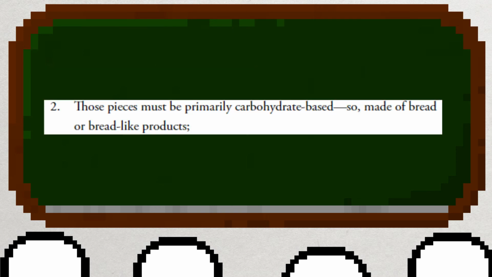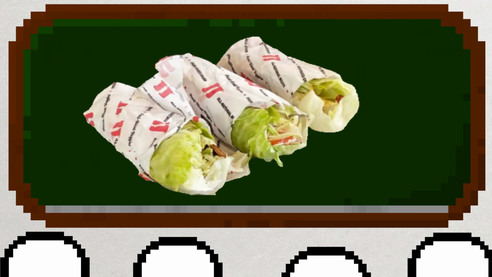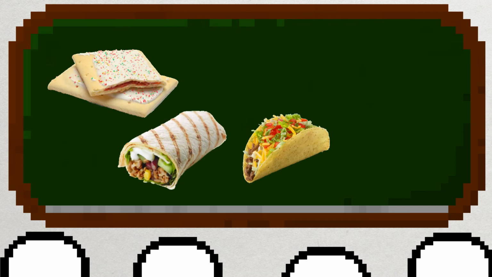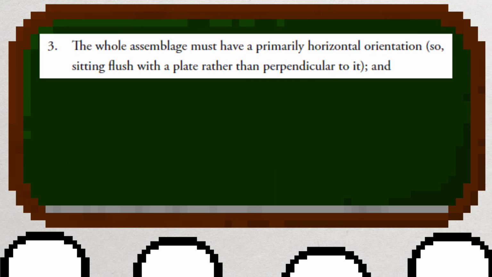Point 2 states that these pieces must be primarily carbohydrate-based, so made of bread or bread-like products. This is a more reasonable point, however it does forget about the unwiches. This does, however, support many of the sandwiches we previously discussed, such as the taco, the burrito, Pop-Tart, ice cream sandwiches, and sandwich cookies. Point 3 says the whole assemblage must have a primarily horizontal orientation, so sitting flush with the plate rather than perpendicular to it.